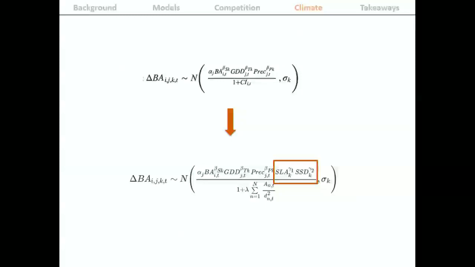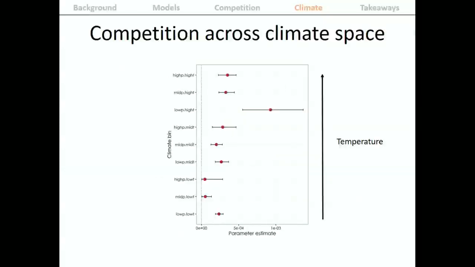So this is where we wanted to look at how climate might mediate the effects of competition across all of these different communities. So we binned it into low, mid, and high temperature, and then low, mid, and high precipitation and the combinations of those. So if we look at the effect of competition across all of these different plots, we can see here in the bottom is lower temperature, it goes up to higher temperature. That in general, competition becomes more important in more, let's say, benign environments, which is what we would expect.